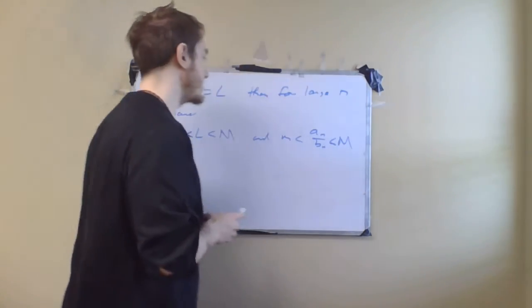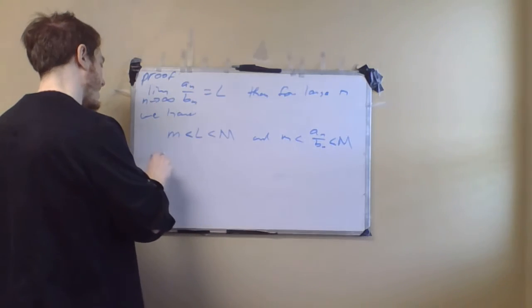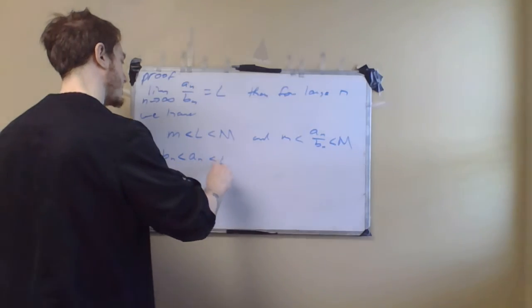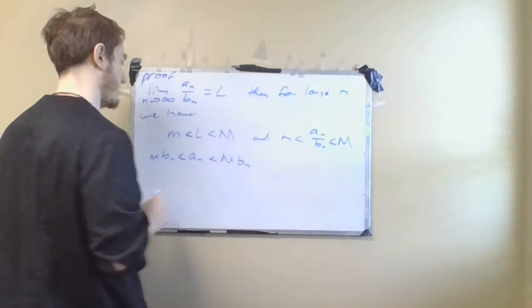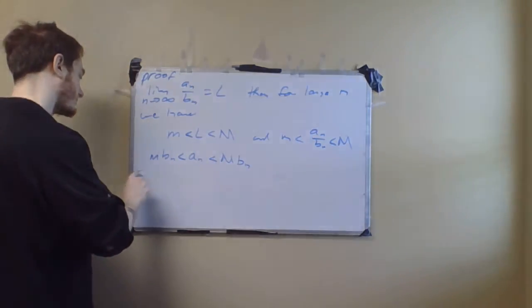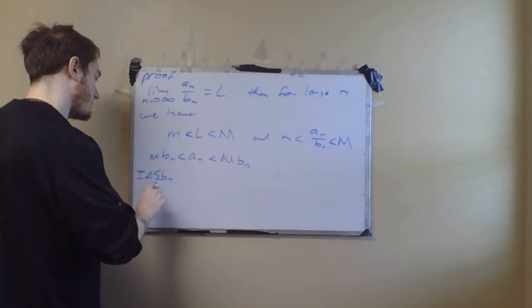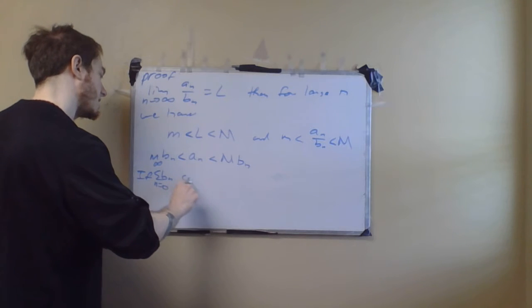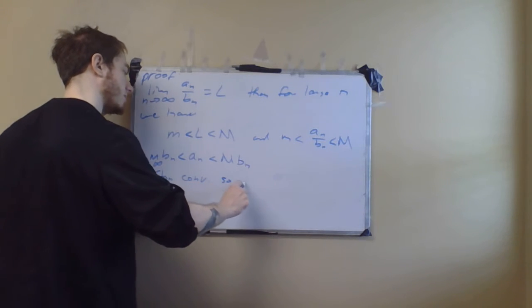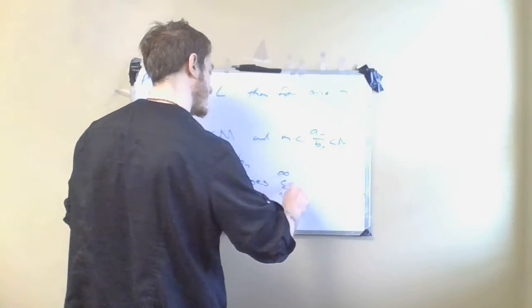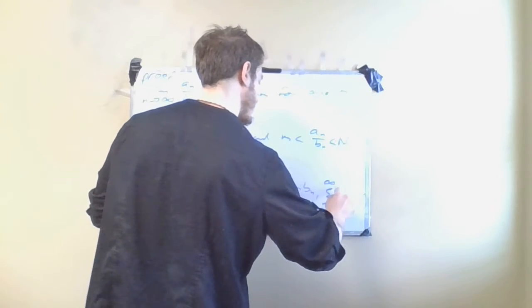But if this is the case, then this means that little m times b sub n is less than a sub n, which is less than capital M times b sub n. Now, if the sum from n equals 0 to infinity of b sub n converges, so does the sum from n equals 0 to infinity of little m times b sub n, and the sum from n equals 0 to infinity of capital M times b sub n.